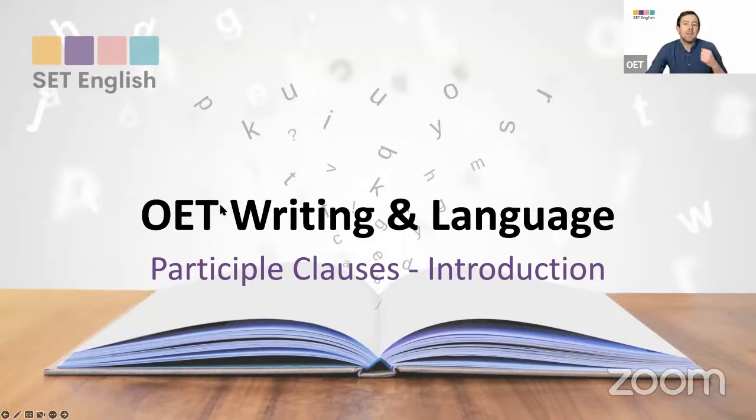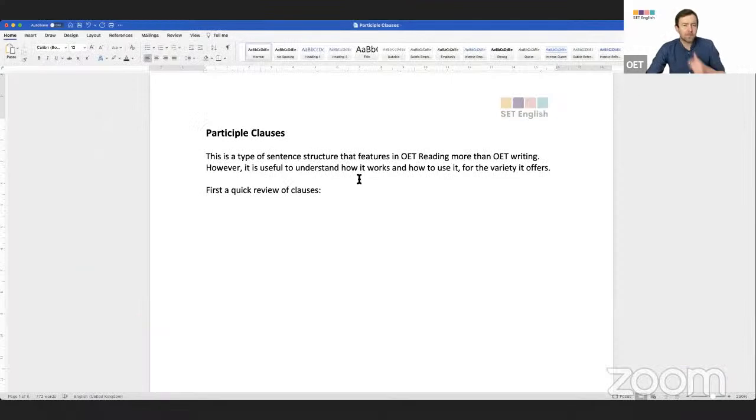So let's do a little bit of a review of clauses. Okay, so we've only looked at non-defining relative clauses. I'm not looking at defining because we don't generally use them in OET writing. Sorry, guys. So let's have a look at here then. Participle clauses are something which I think is more frequently used in OET reading than OET writing. However, people do use them in OET writing sometimes.